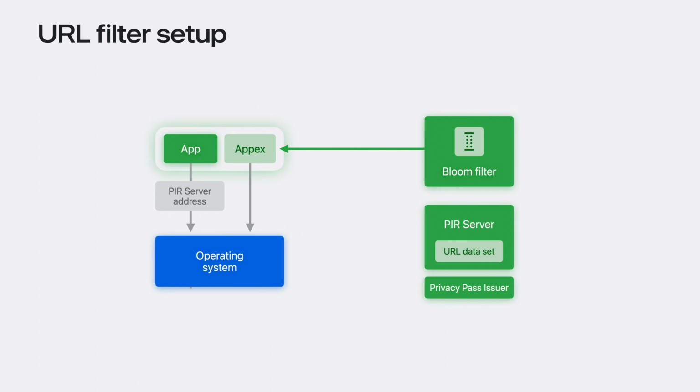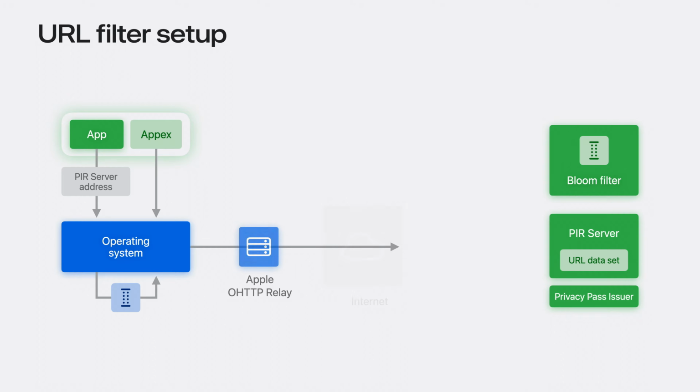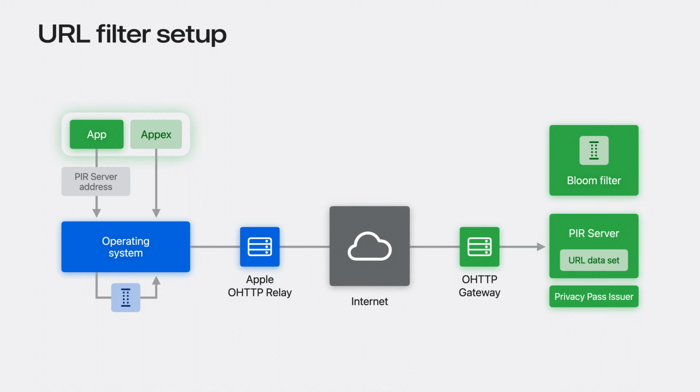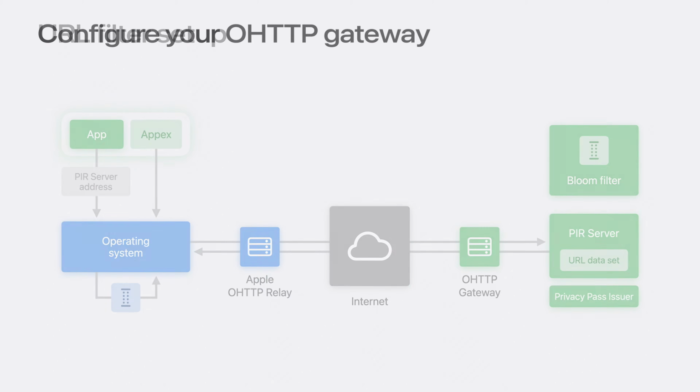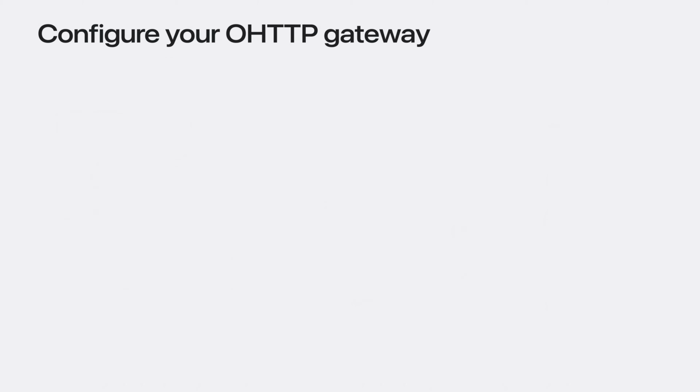Your app also implements a new app extension to fetch your Bloom filter onto the device. All database queries and responses are exchanged over the Oblivious HTTP Relay hosted by Apple. This means the Oblivious HTTP gateway will be hosted by you to forward traffic to your server. Requests using Oblivious HTTP for URL filtering flow through an Apple-hosted Oblivious HTTP relay.